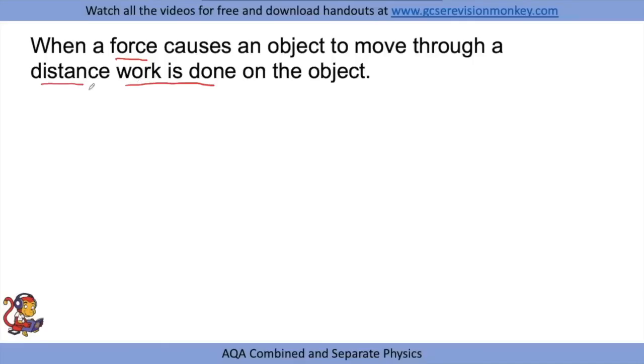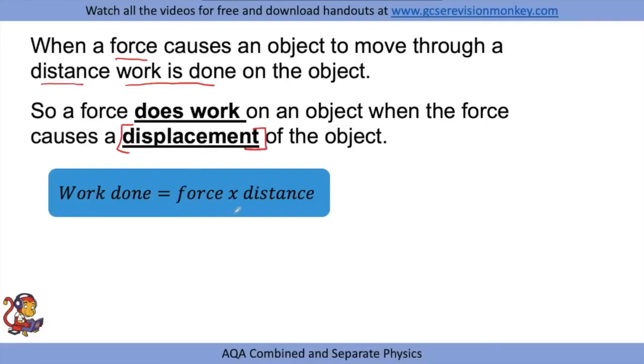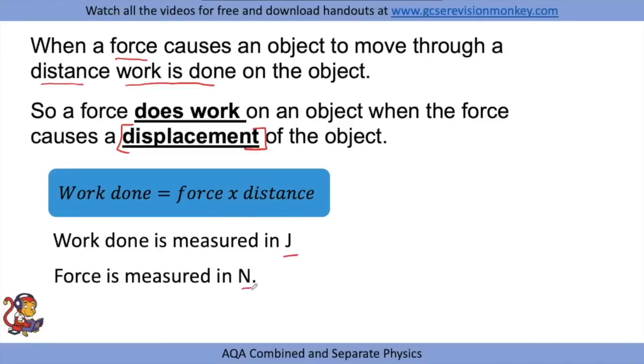So because we're talking about distances, we can say a force does work on an object when the force causes a displacement of the object, because distance and displacement are linked. Distance is scalar and displacement is vector. So there's an equation that links work done, force and distance, and this is work done equals force times distance, where work done is measured in joules, force is measured in newtons, and distance is measured in meters.